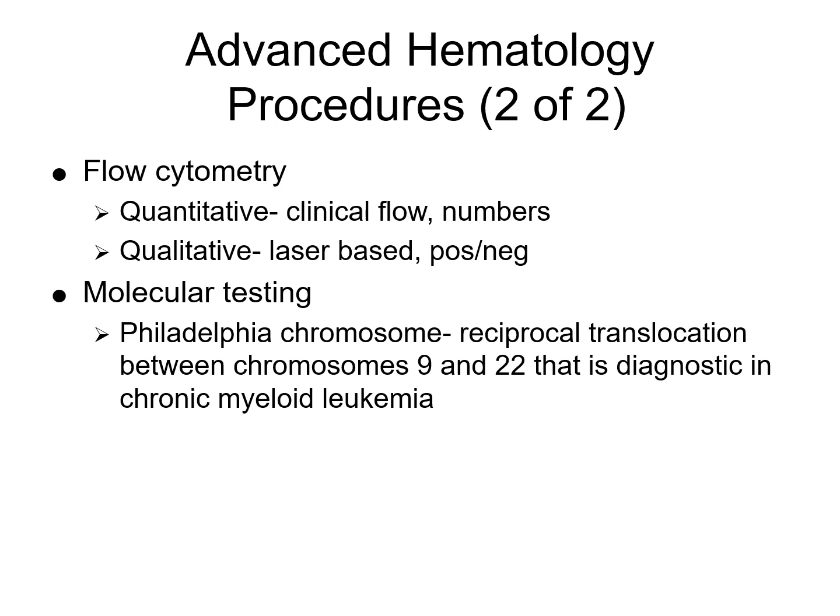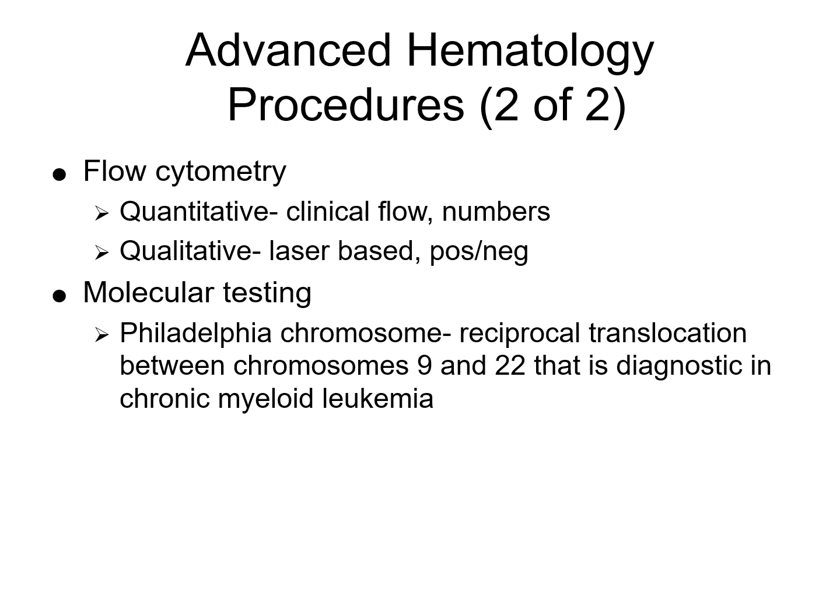Some other additional testing we can do is flow cytometry. This is quantitative, and it measures the number of specific cell types. And it can also be qualitative, and this uses laser-based technology to detect the presence or absence of specific cell markers or proteins. You can also do molecular testing, which can detect abnormalities associated with hematologic diseases.